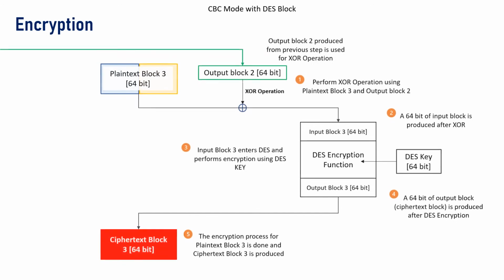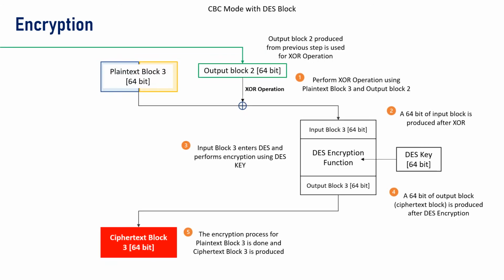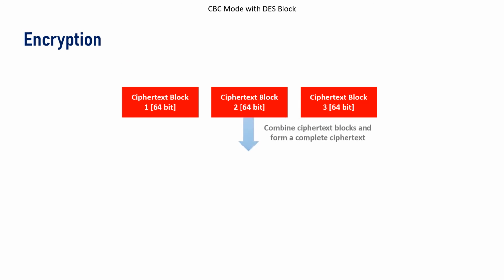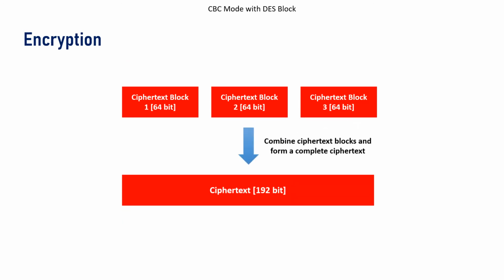In step 3, everything goes the same except the output block will not be passed to the next step, because this is the final step. Finally, we combine all these generated ciphertext blocks and form the complete ciphertext.